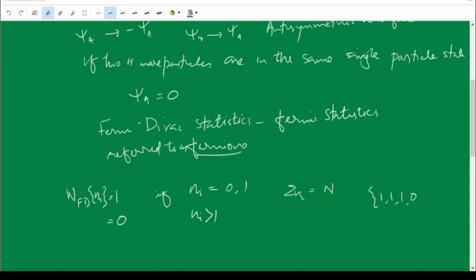In the energy level it is 0. This is okay, all 1 or 0 is fine, but 1, 2, 0, 3 etc., this is not possible. Okay, this is not possible, this is fine. Okay, so when I say this is not possible, the weight factor is 0, and this weight factor is 1. Okay, so that's the thing.